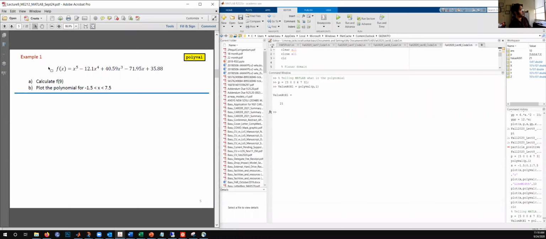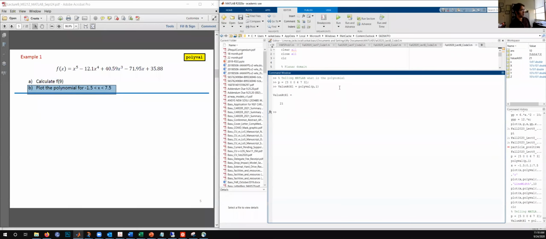So let's look at an example here. This polynomial is given to us, and there are 2 parts to the question. Find the value of this polynomial at x equal to 9, so basically find f(9), and then plot the polynomial over a certain range of x. Okay, so let's try to do this one.